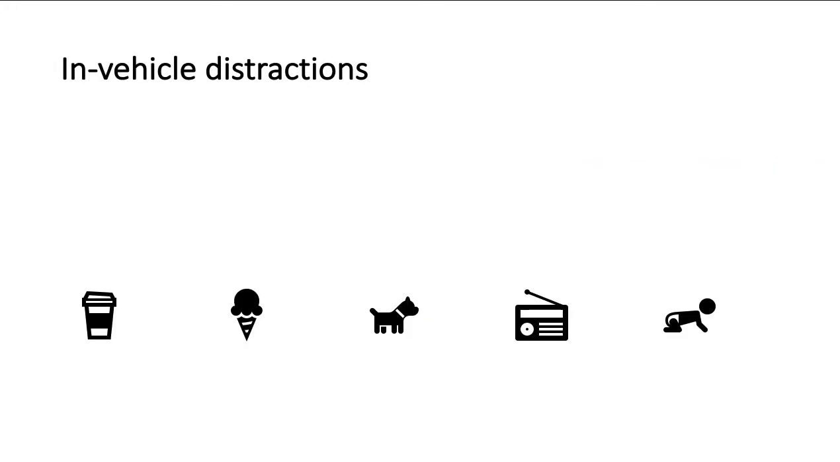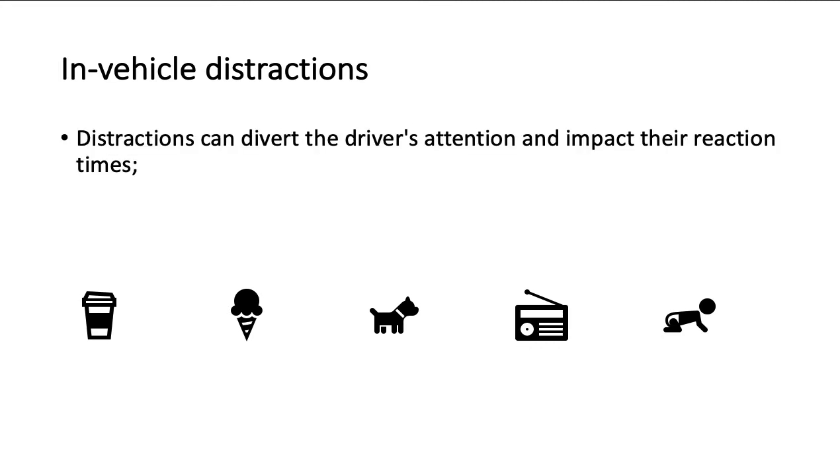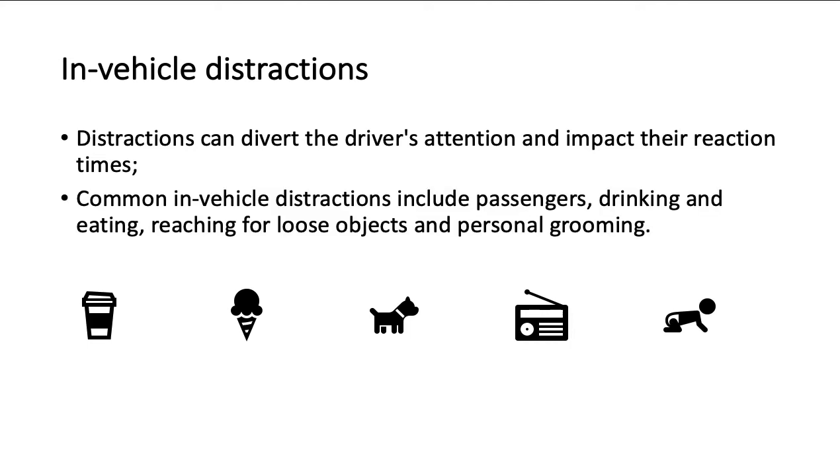Okay, the next thing that can cause issues on right turns at T sections is in-vehicle distractions. Distractions can divert the driver's attention and impact their reaction times. Common in-vehicle distractions include passengers drinking and eating, reaching for loose objects, and personal grooming.